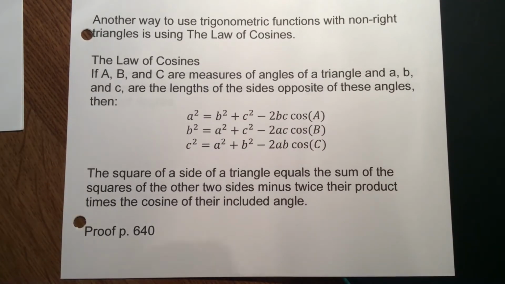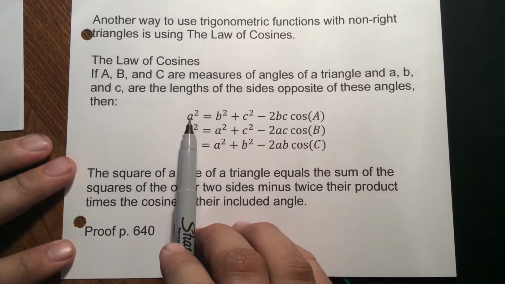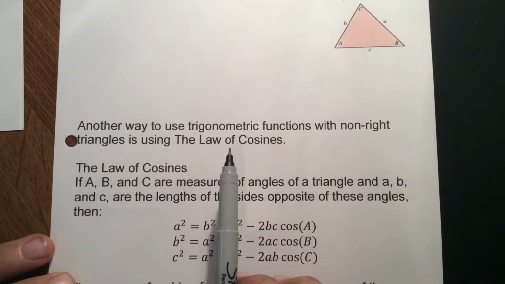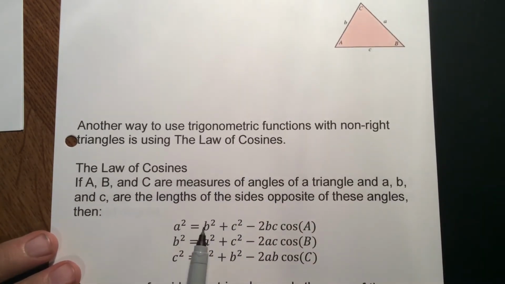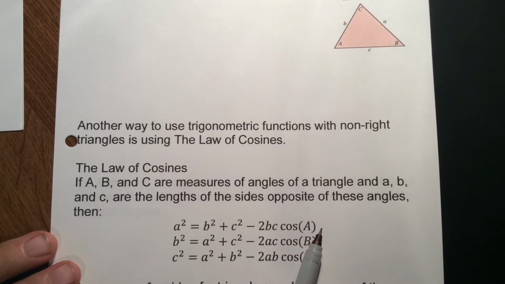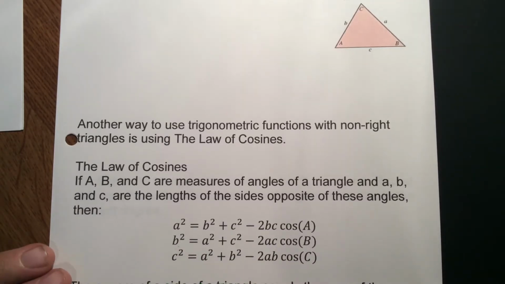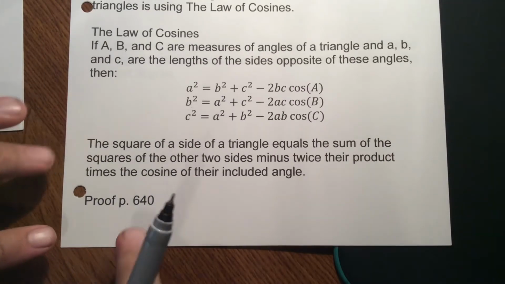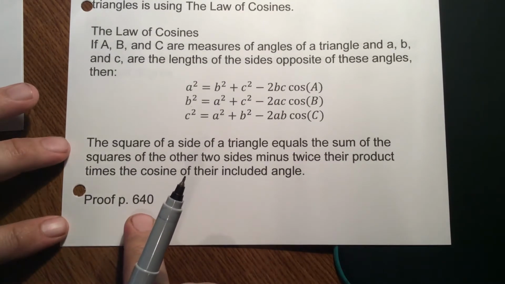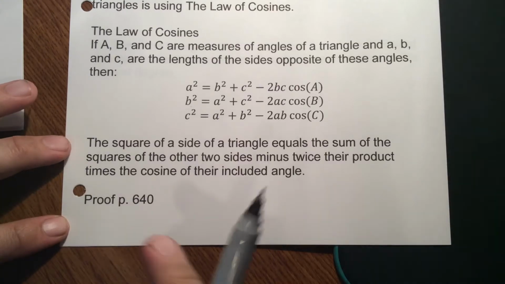Another way to use trig functions with non-right triangles is law of cosines, and this is how this works out. Still using the same triangle form up here, it's a squared equals b squared plus c squared minus 2bc cosine A. So the side you're looking for, you're going to use the opposite angle. The rest of this fills in with those other two sides. Same setup, just switching them around depending on which side you're looking for. And again, proof is on page 640 if you want to look that up, but we're going to skip over it.